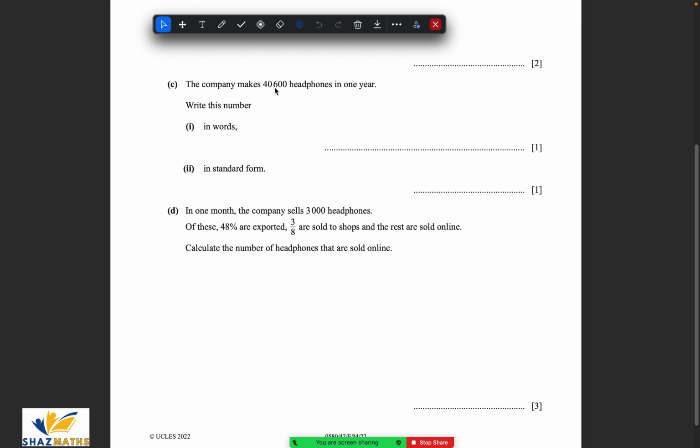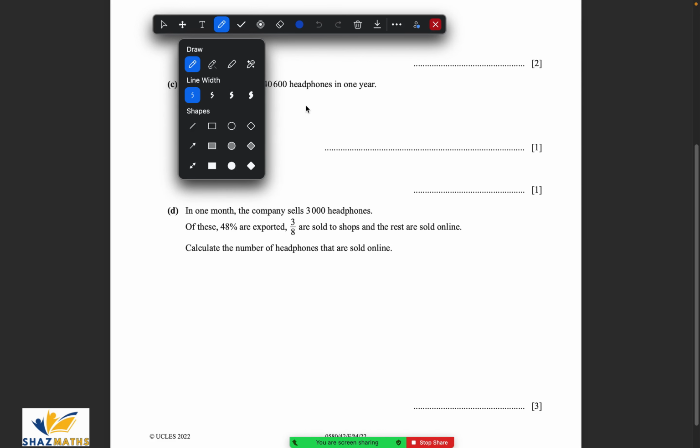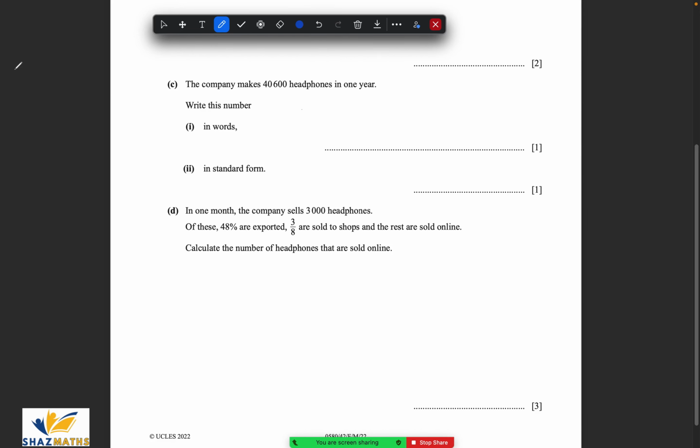Part C says the company makes 40,600 headphones in 1 year. Write this number in words. So this one is just related to the topic numbers. Okay, so that is 40,600. So 40,600 in standard form, and this part is related to standard form.